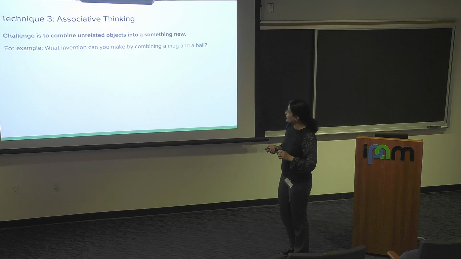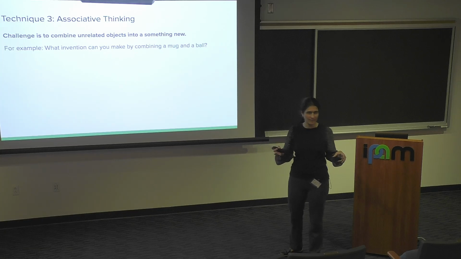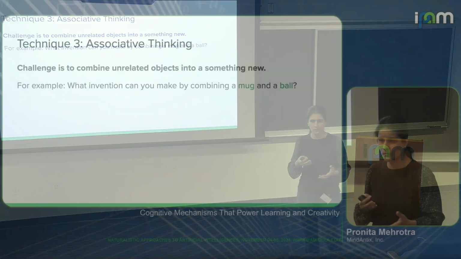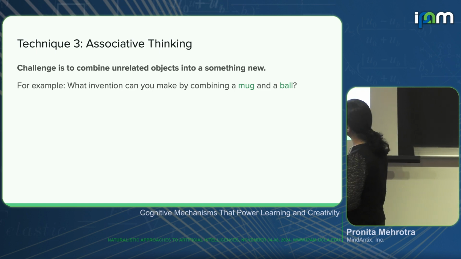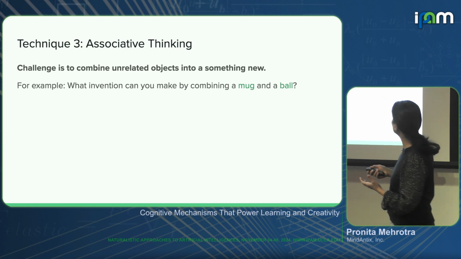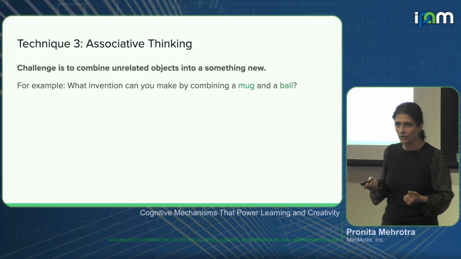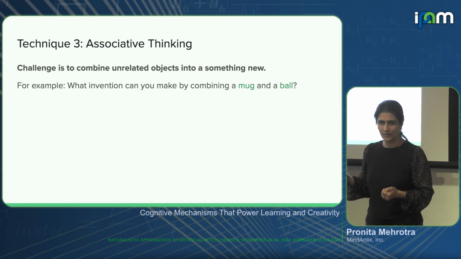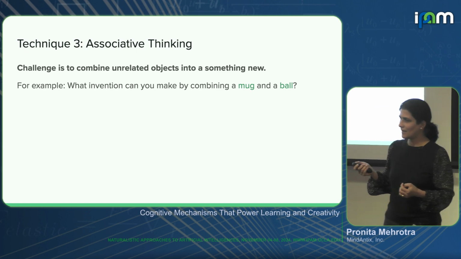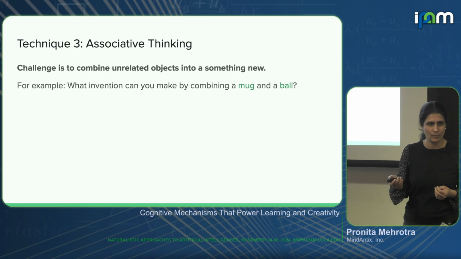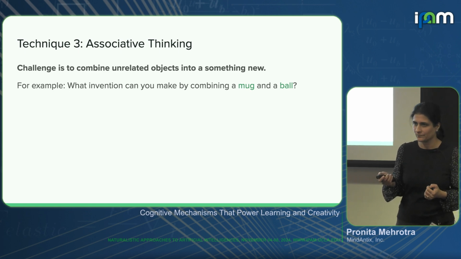So the third technique is associative thinking, where you try to combine concepts in new ways. So the combinatorial type thing. Here's another challenge. Can you think of and make an invention that combines a mug and a ball? Anyone? I'll give you a minute. How would you combine a mug and a ball to make something new?